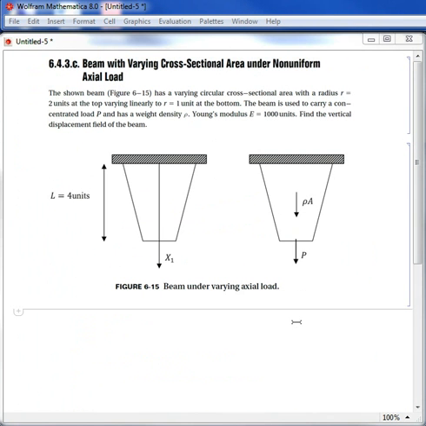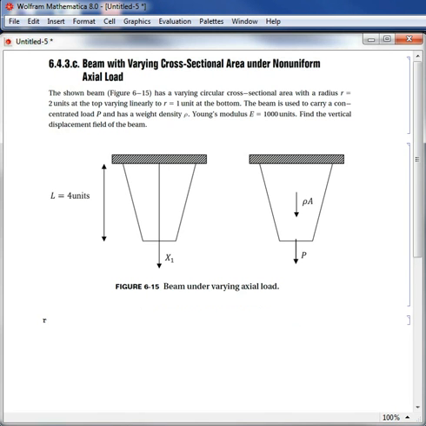So we're going to solve the last problem in your chapter, which we also solved in the online lectures. We have this beam with a distributed body load with a value of rho multiplied by the area, and it has a vertical load hanging at the bottom with a value of p. The length is 4 units. The radius changes from 2 units at the top to 1 unit at the bottom.